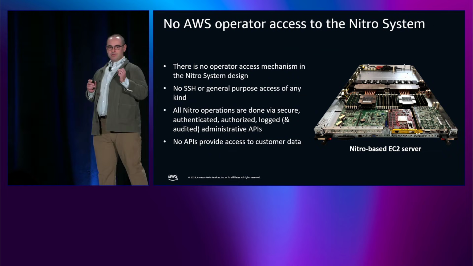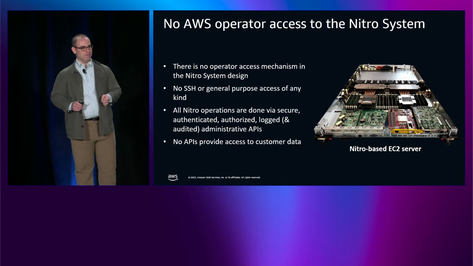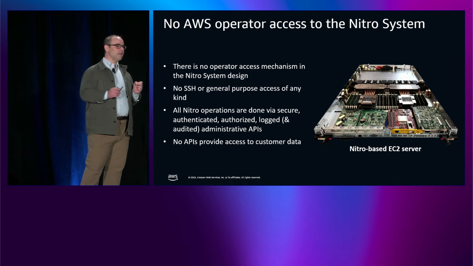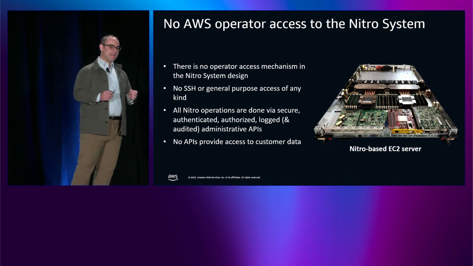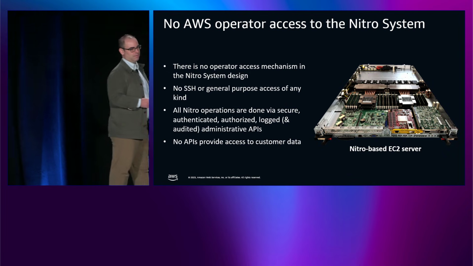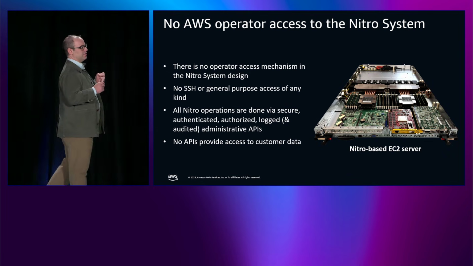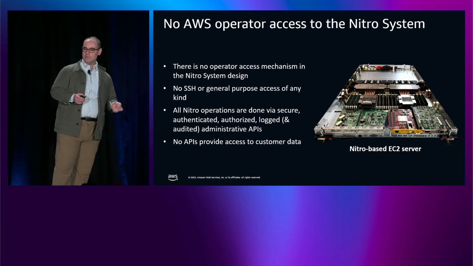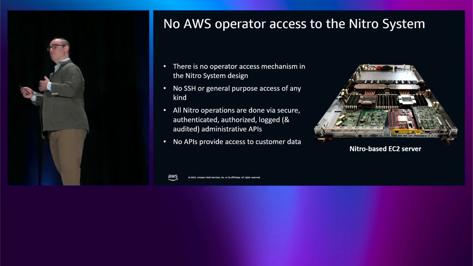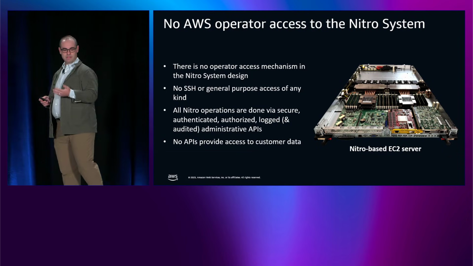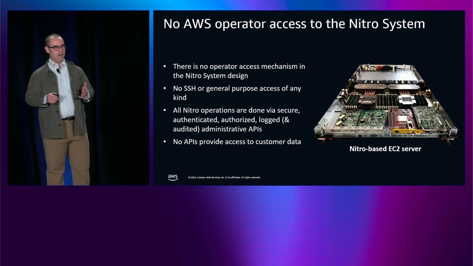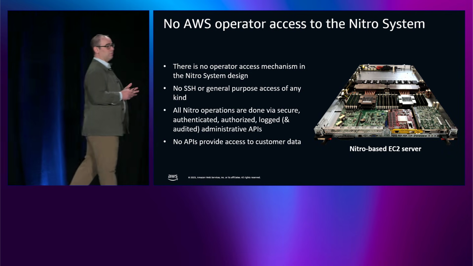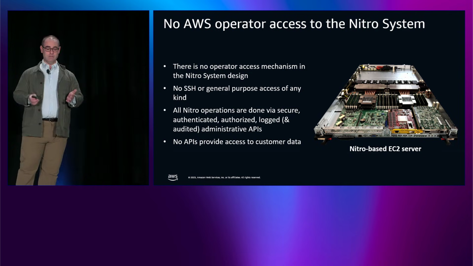The most revolutionary security feature of the Nitro system is that it was built from day one to provide absolutely no mechanism for an AWS operator to access a customer's EC2 instance memory, their encrypted storage volumes, or any of the encrypted traffic that comes in and out of their instance. This was a dramatic shift in how you run a cloud virtualization system at the scale that we do.